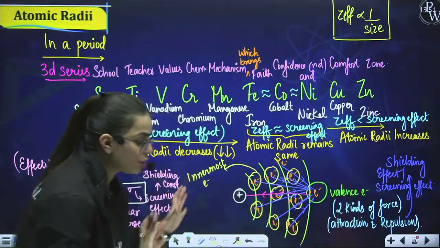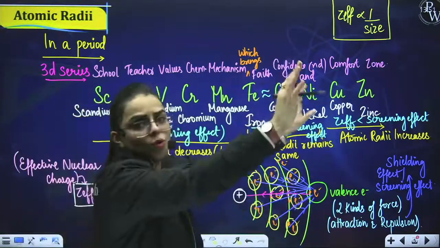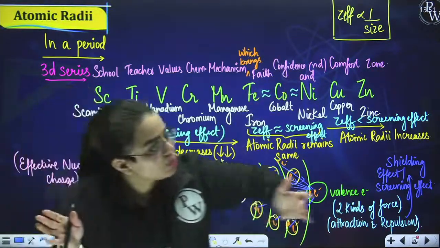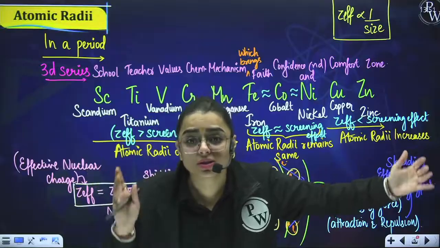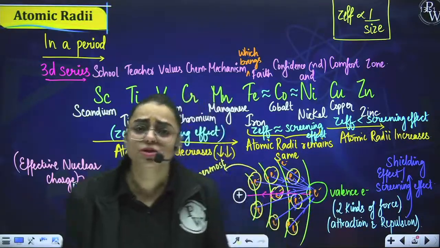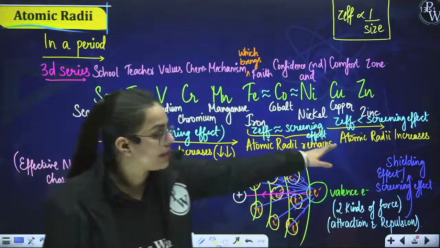If innermost electrons are repelling more, it will move the valence electron away. Now if the valence electron is moving away, atomic radii will increase because the distance between the nucleus and the valence electron automatically increases due to repulsion. Yes, so atomic radii will increase.